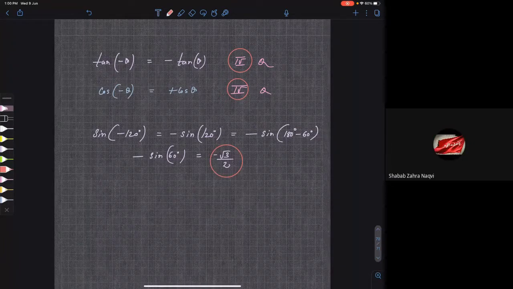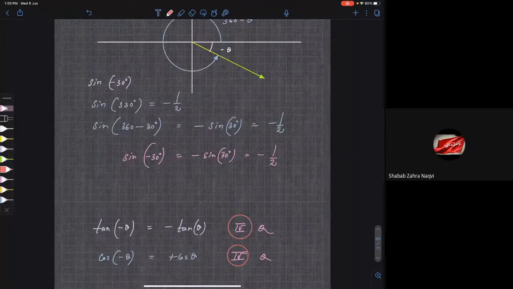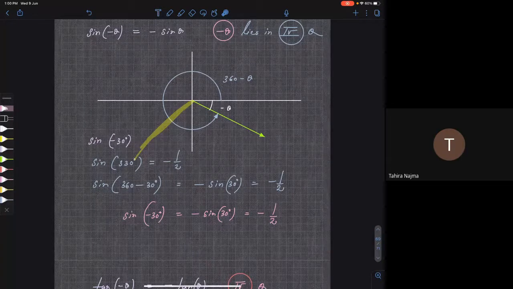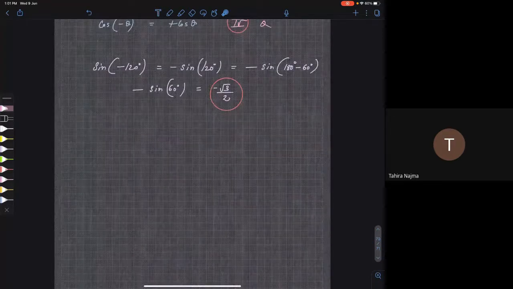Now tell me, where does minus 120 lie? Minus 120 lies in the third quadrant. So minus 120 will lie in the third quadrant, and anyway sine is negative in the third quadrant. You are getting my point? Yes, sir. Anyway, this formula is always true. Which formula? Sine of minus theta is always equal to minus of sine theta.